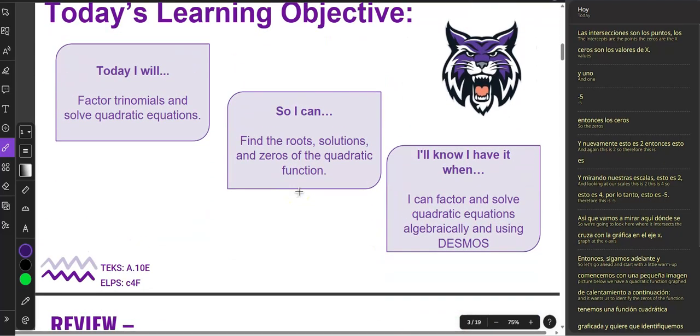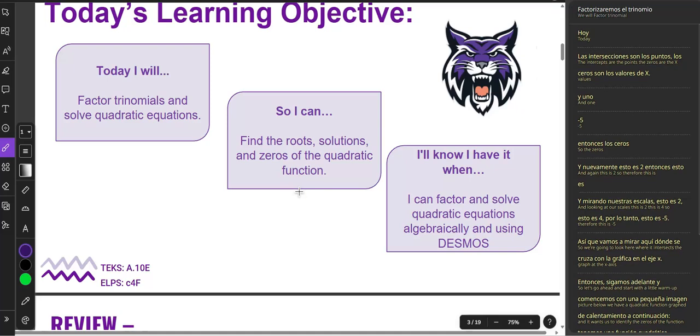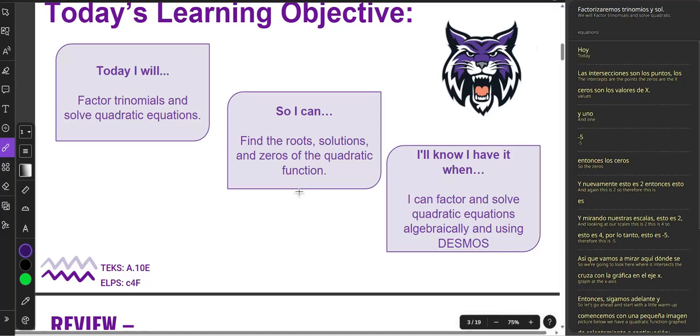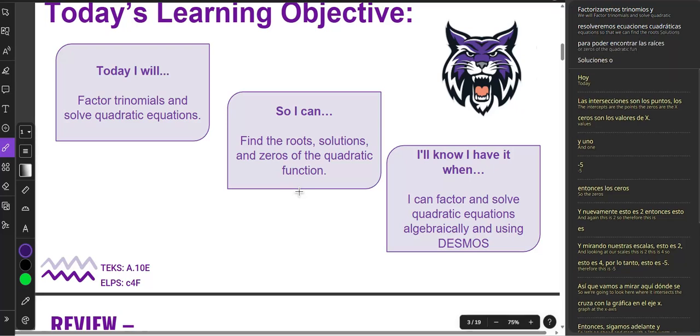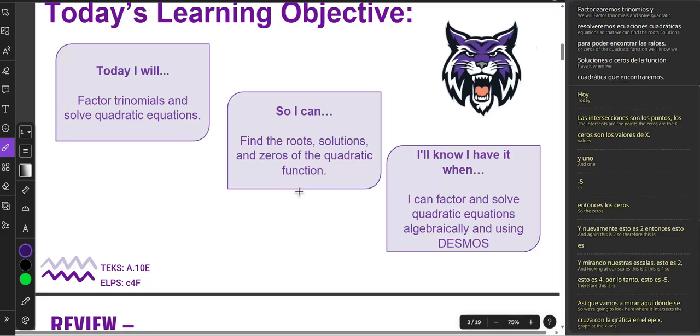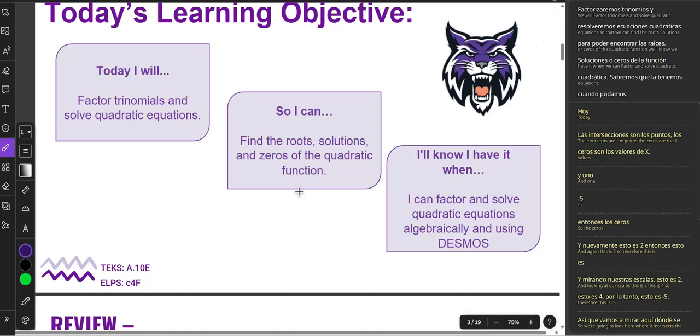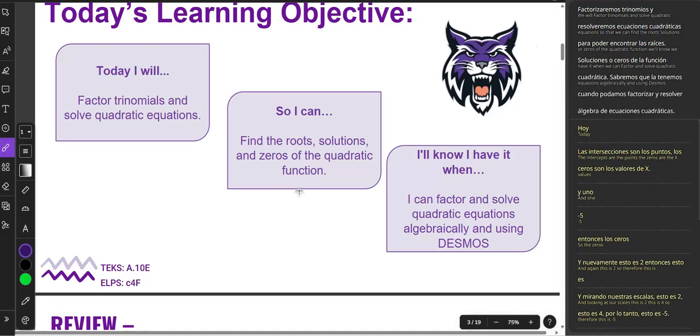Today, we will factor trinomials and solve quadratic equations so that we can find the roots, solutions, or zeros of the quadratic function. We'll know we have it when we can factor and solve quadratic equations algebraically and using Desmos.